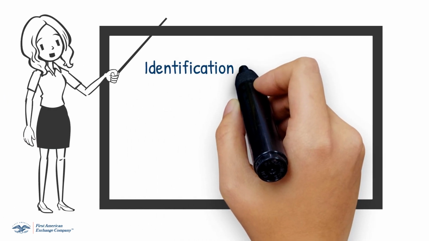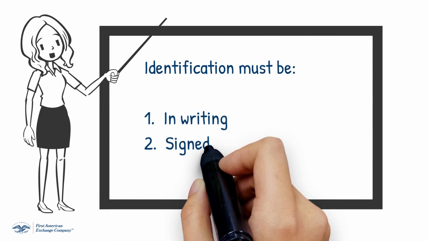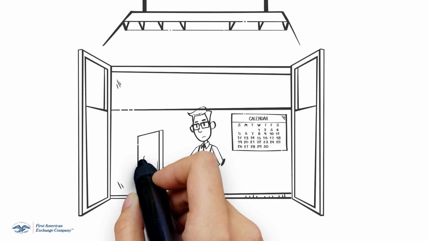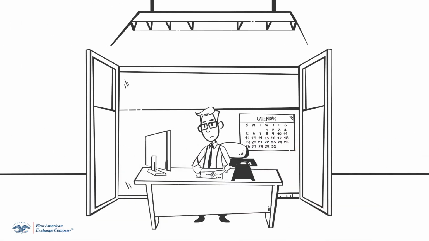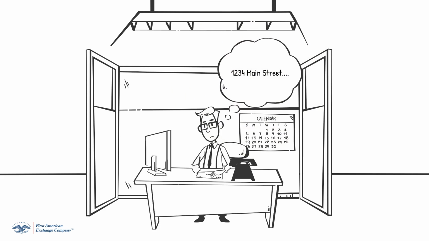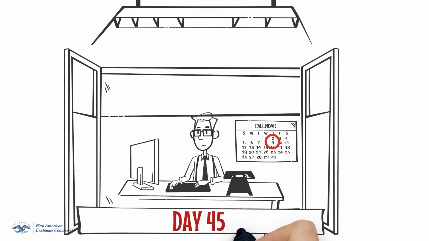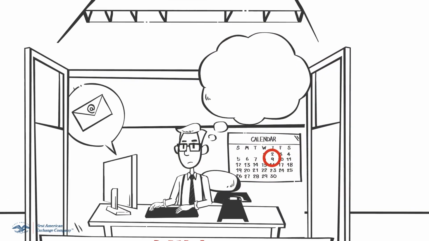The identification must be in writing and signed, and you must clearly describe the property. This generally means that you identify either the address of the property, its parcel number, or its legal description. You must send the identification notice on or before the 45th day.